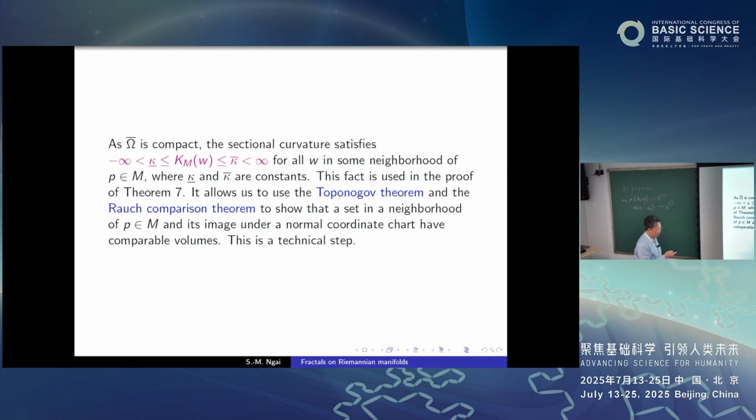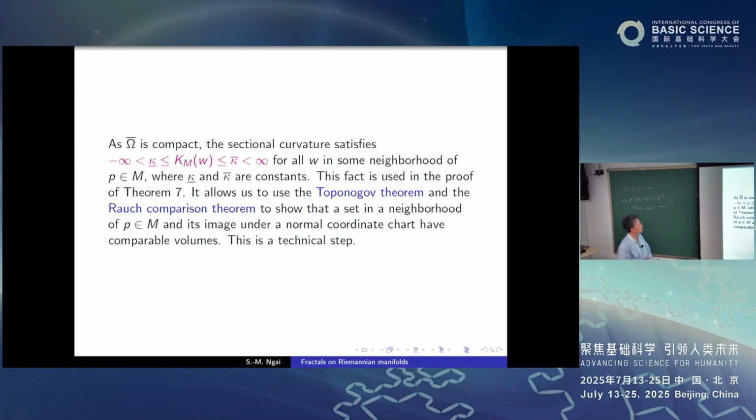Okay, and so we use the Toponogov theorem and Rauch comparison theorem. This requires that we bound the sectional curvature. This requires that the sectional curvature is bounded below and above by real numbers. And this is possible because we're talking about compact sets.